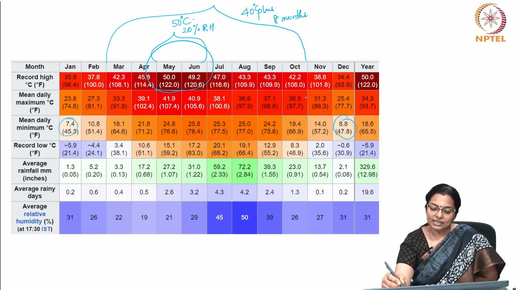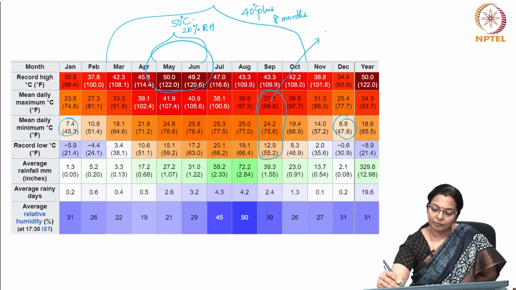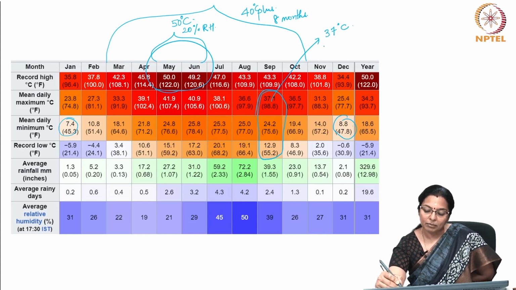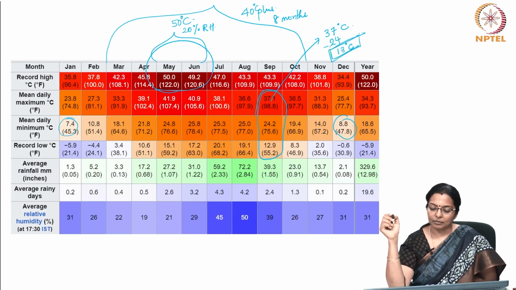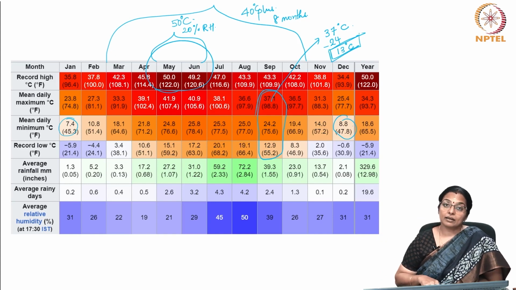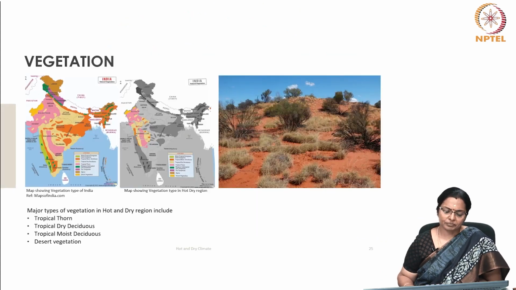Now here you can see, if we randomly take the month of September, when the mean daily maximum is 37 degrees centigrade, the minimum temperature is 24 degrees centigrade, indicating a diurnal variation of 13 degrees centigrade. So, it has very high diurnal variations.